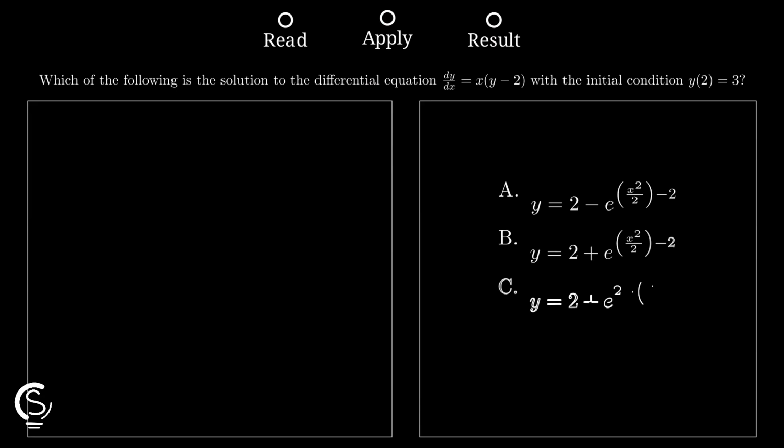Start by moving all y terms to the left and x terms to the right. We divide by y minus 2 and multiply by dx to get the variables fully separated.